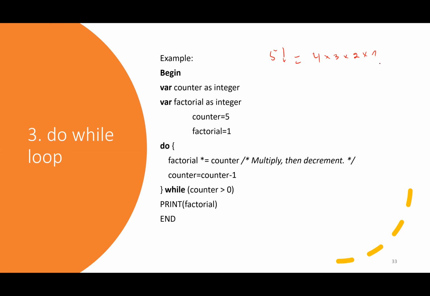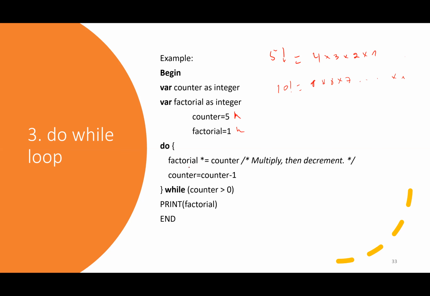So the factorial of 10 will be 9 times 8 times 7 up to times 1. Now here we are going to calculate the factorial of a number. The counter here we set as 5, then factorial equals 1. Then in the do while loop, we are going to check the factorial.